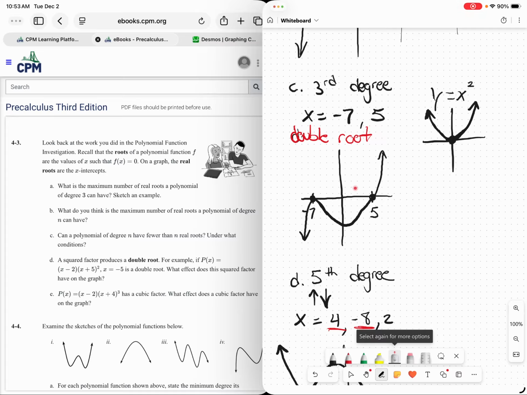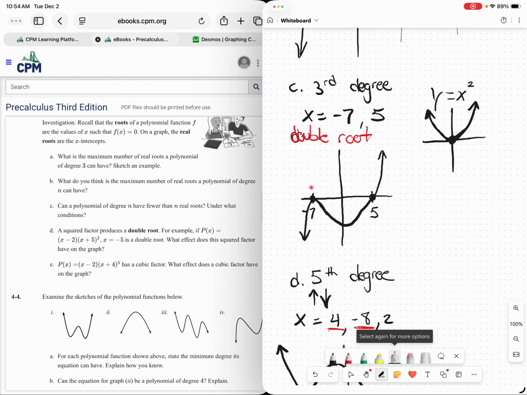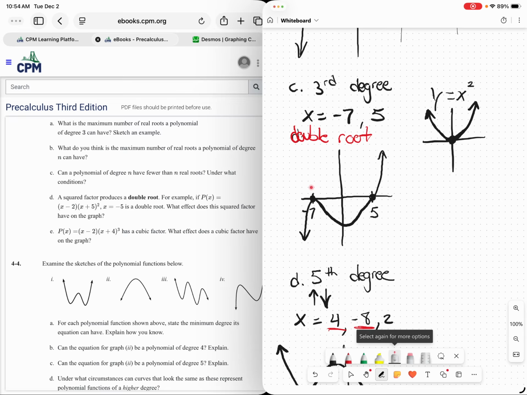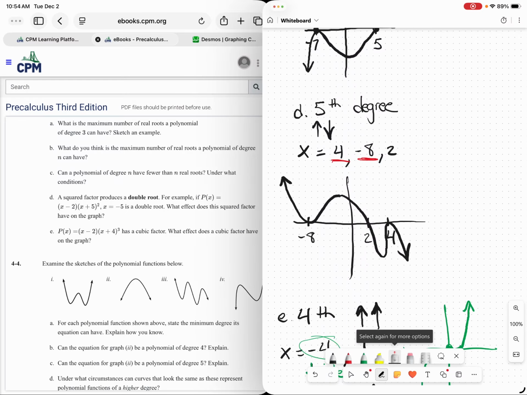A squared factor produces a double root. So we talked about this. For example, for p of x, 5 plus x squared is a double root. What effect does it have? It just bounces off, right? So we talked about that here, that -7, it just bounces off. We also talked about a cubic factor root. So if you look at e, x plus 4 cubed has a cubic factor root. And so that just goes through the x-axis there.